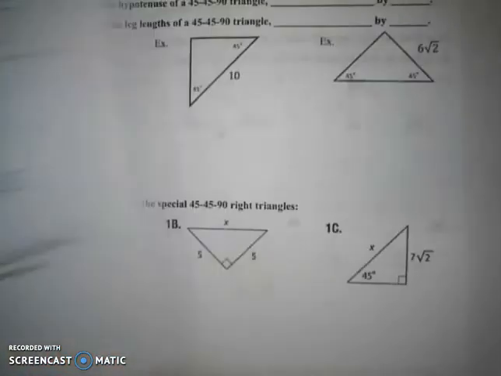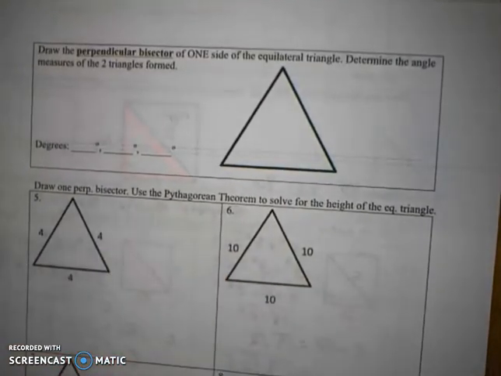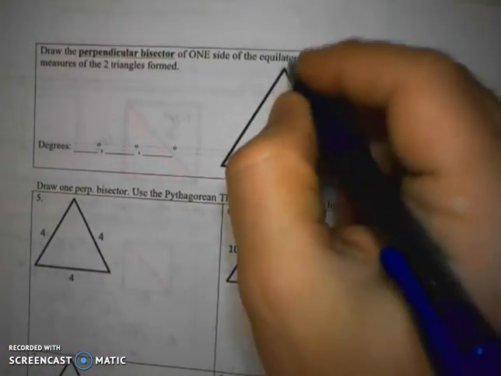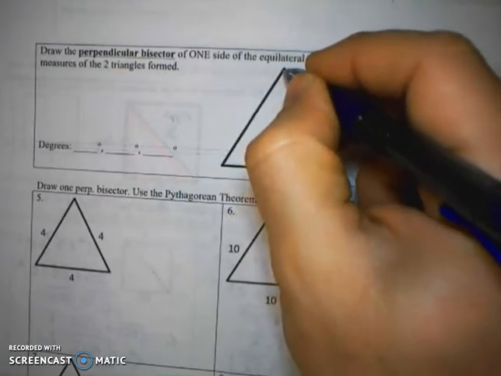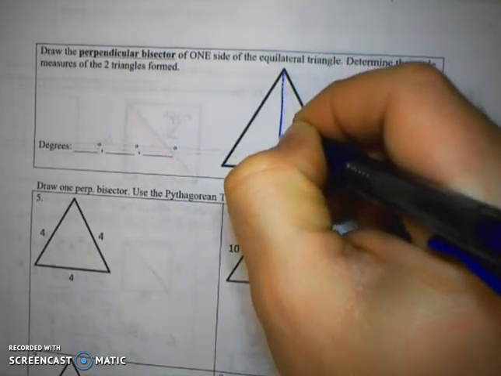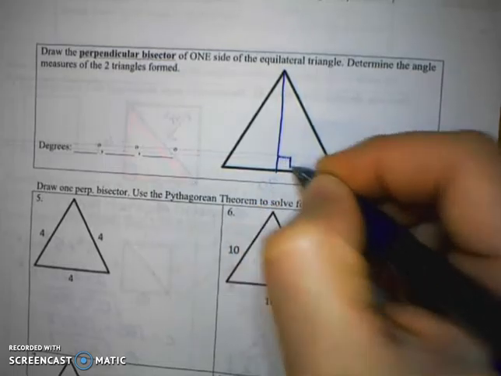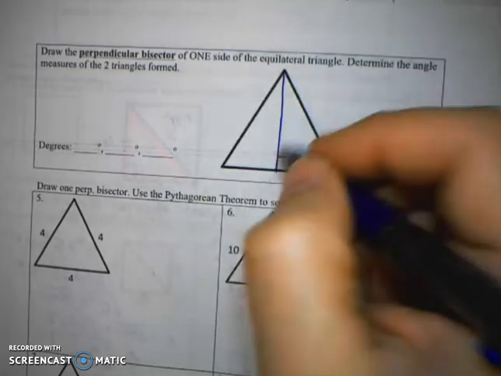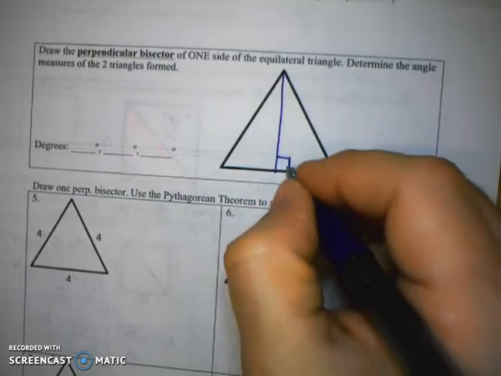All right, let's turn the page. Okay, we're going to do the same thing, but we're going to look at where we get our other special right triangles. If I were to draw a perpendicular bisector of this triangle, here's what that looks like. It's just a line that cuts the triangle in half vertically. I could have picked any vertex to draw from, but it's easier to see this way. And that creates a right triangle.